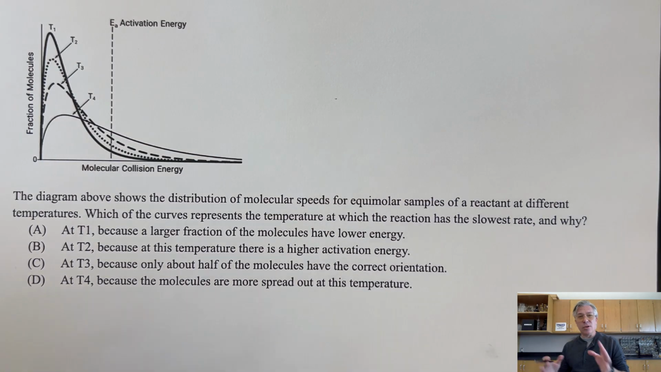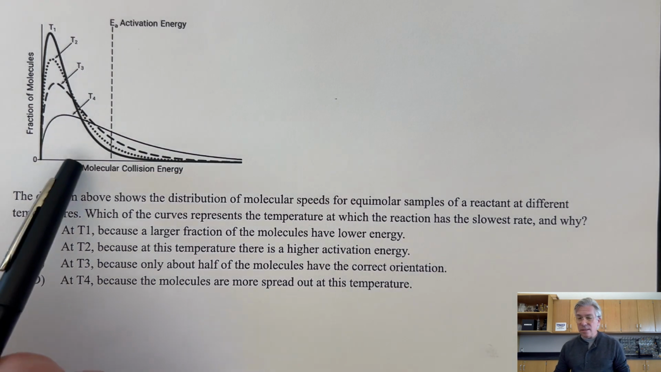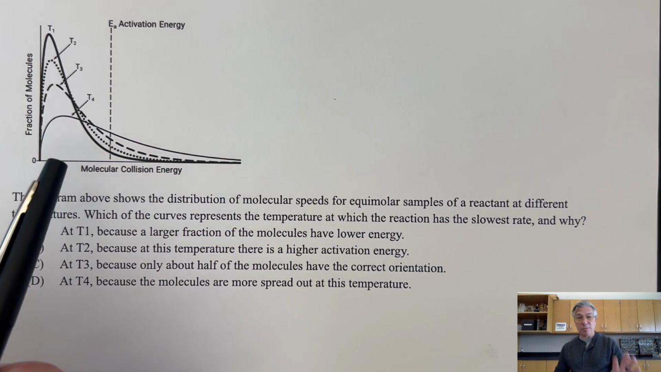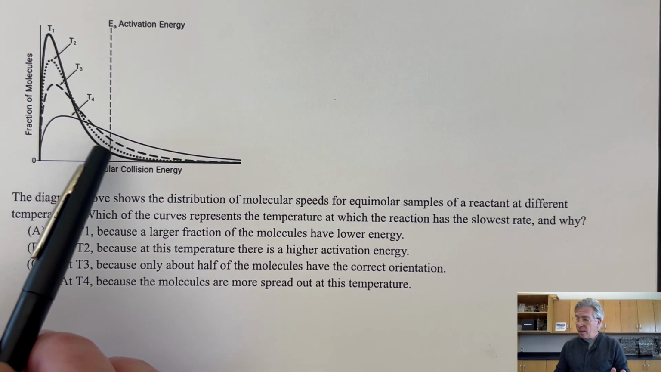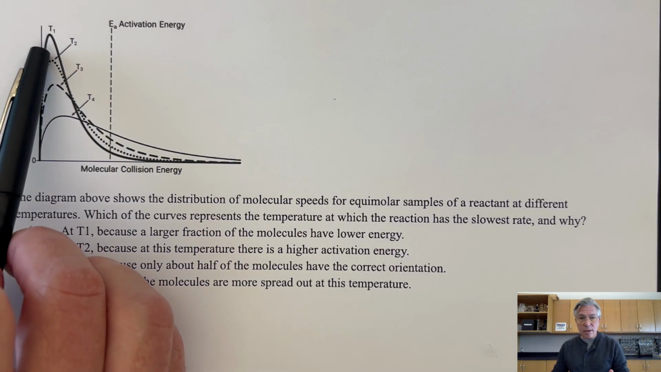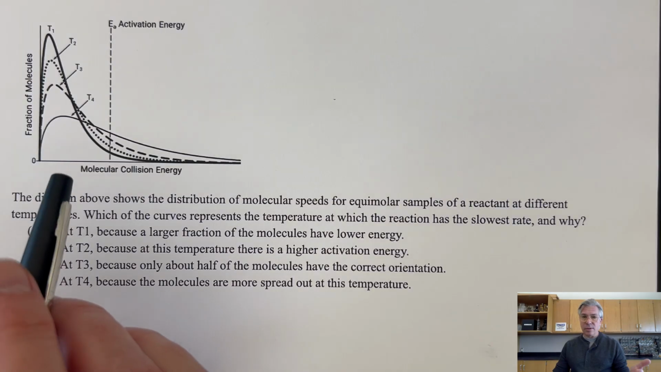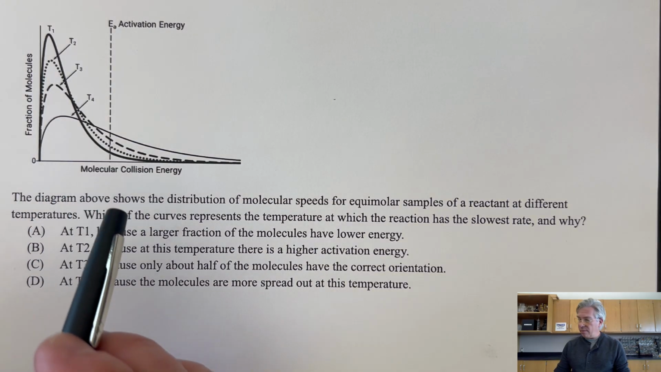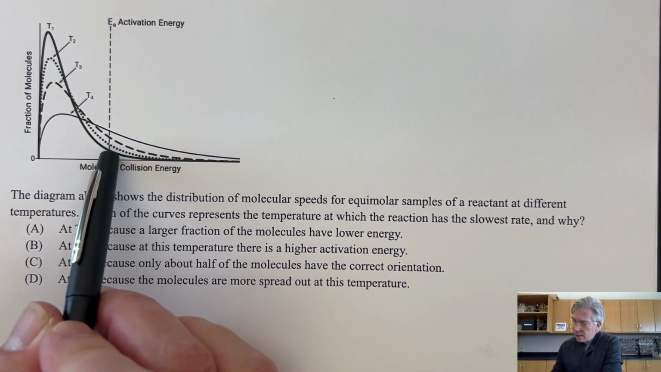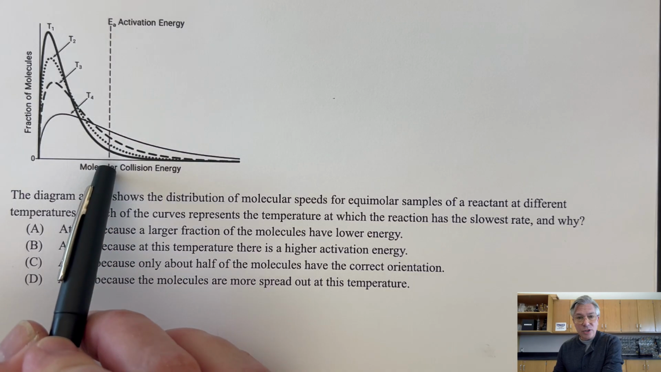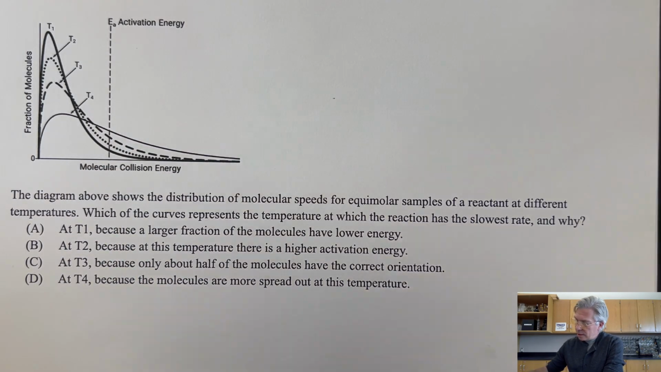So if I'm thinking slowest rate, that means less effective collisions. Maybe the molecules are moving slower, maybe they don't have the right orientations, but since this graph is showing me molecular speeds, I've got to think about the slower part. And I'm going to go with peak number 1 because that represents the lowest temperature. And the lower the temperature, the slower the molecules on average, and you've got a smaller area under the curve that is beyond the activation energy. So that's T1. And here's one for you to try.